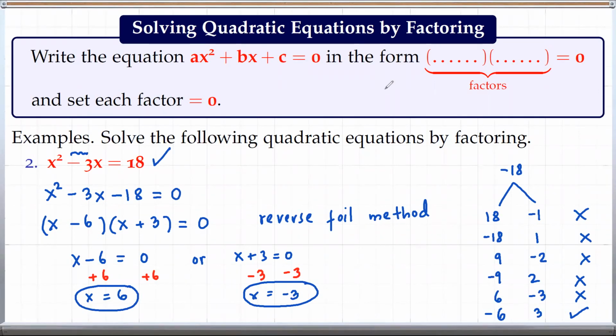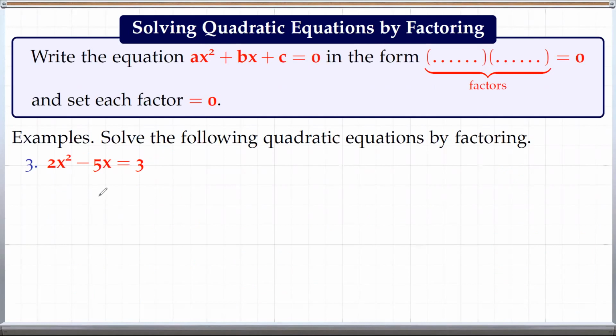Let's look at the next one now. Here we have 2x squared minus 5x equals 3. Again, the first step is to write it in the standard form, meaning have everything on the left side. 2x squared minus 5x minus 3 equal to 0. So once you have this, we need to factor this trinomial like this. We'll factor 2x squared minus 5x minus 3 and put them here. The two factors will go here. And then next we'll set each of the factors equal to 0.